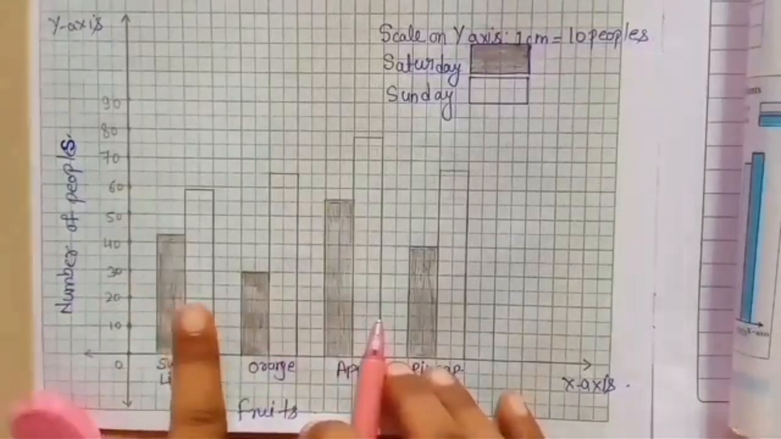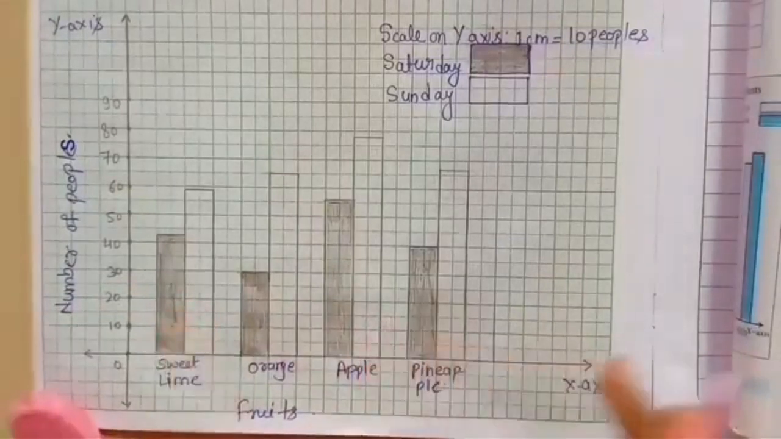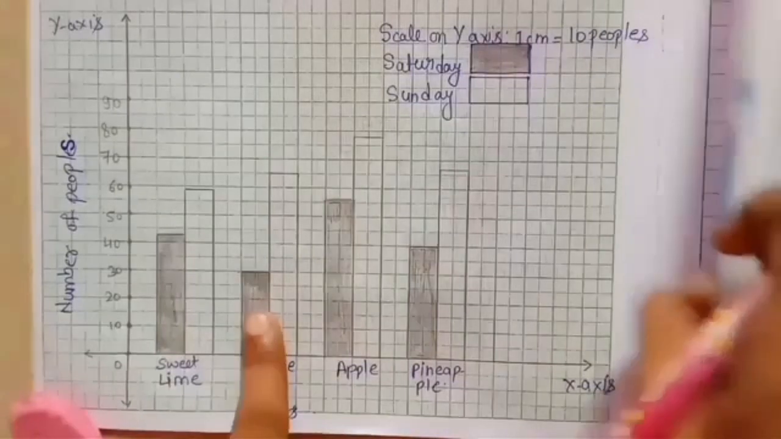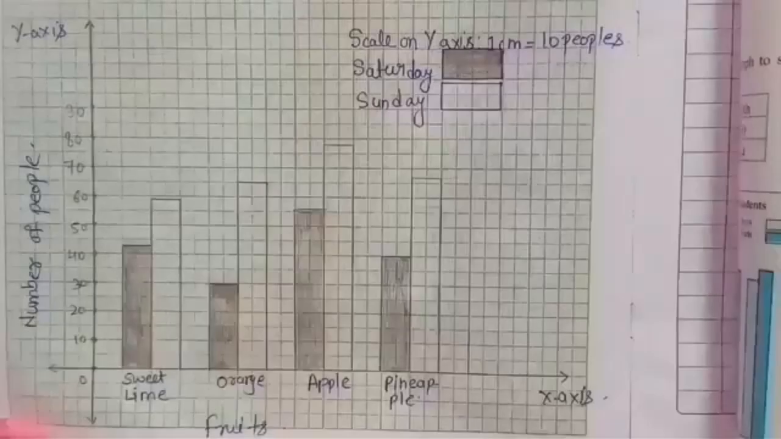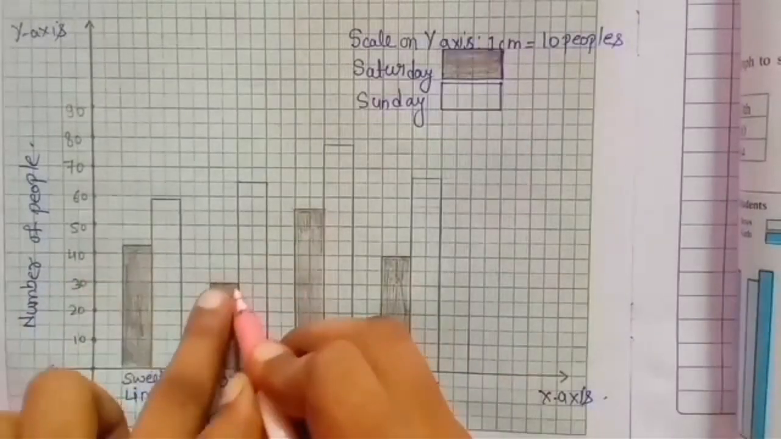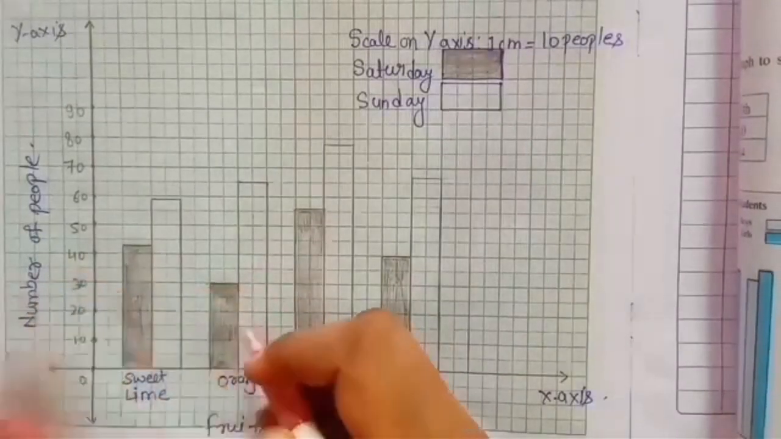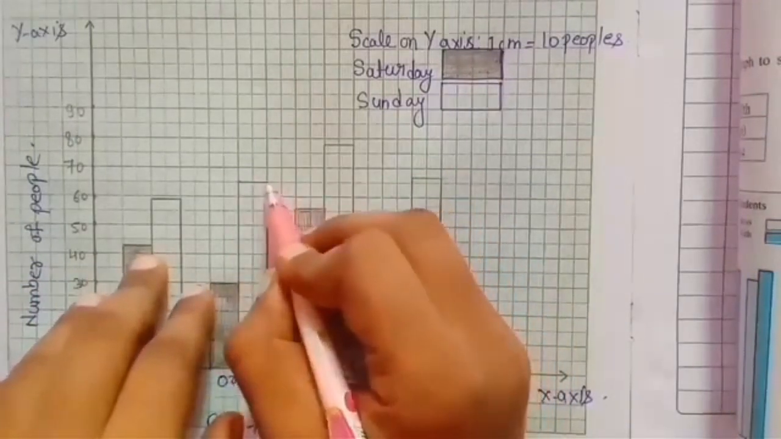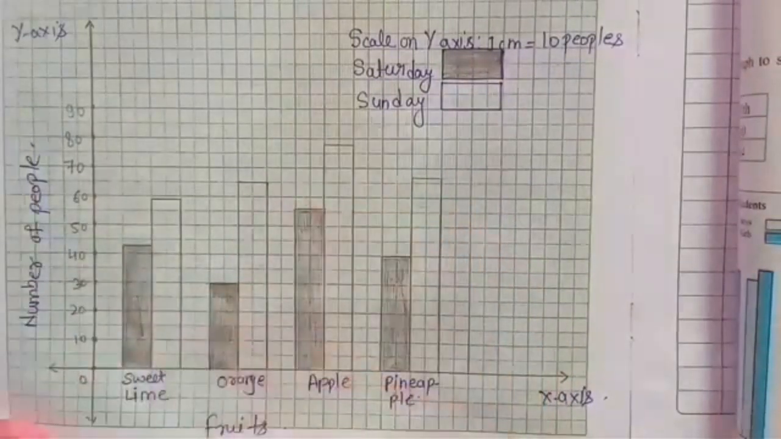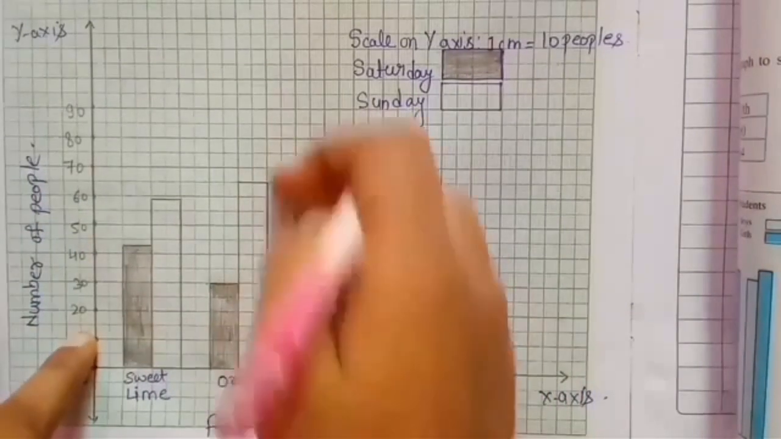Now second one is orange. So orange given is 30 for Saturday and 65 for Sunday. So for Saturday you will take 30 from your y-axis and for 65 you will count extra 5 lines above 60 and you will take 65.